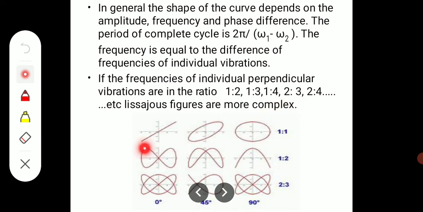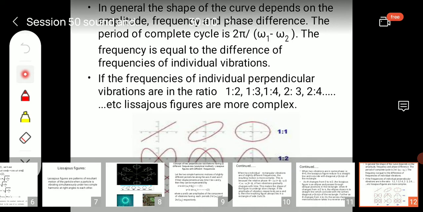These are the pictures represented for the ratio 1 is to 1. Omega 1 is to omega 2 equal to 1 means both frequencies are the same, and then we get this kind of figure. If they are different, say 1 is to 2, we get this kind of pattern. In the case of 2 by 3, we get this kind of pattern for 0 degrees, for 45 degrees, and for 90 degrees.